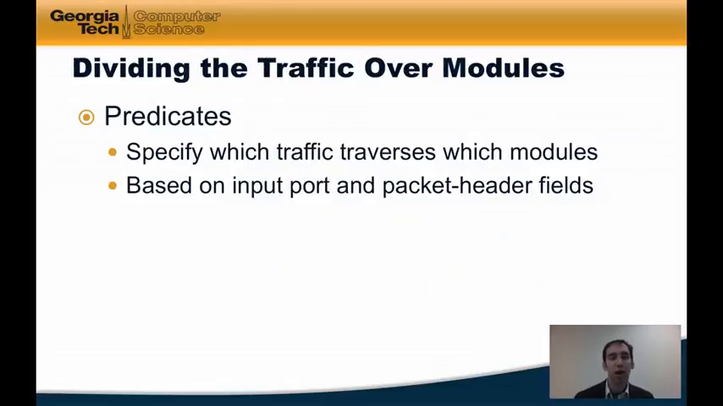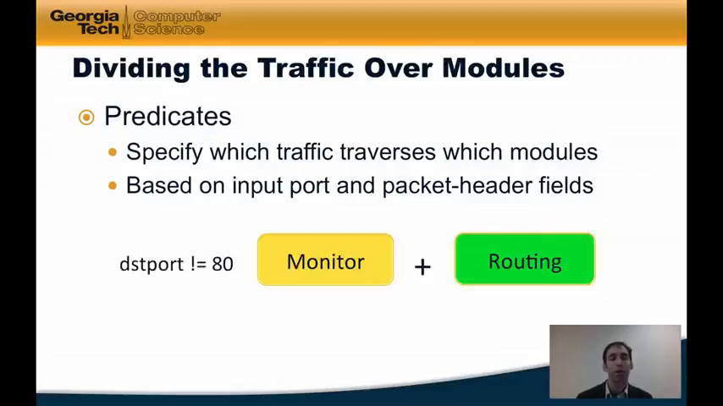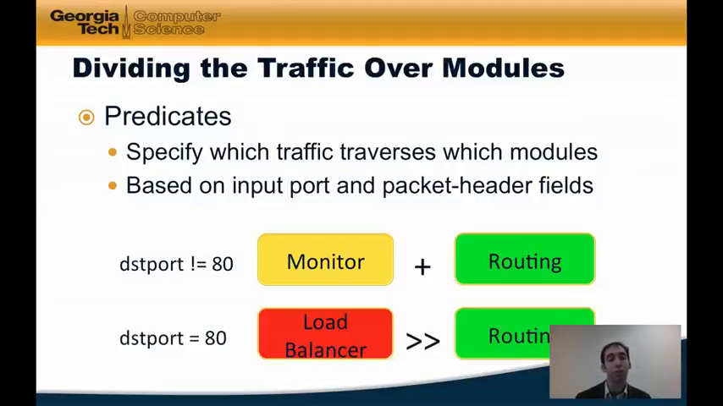Traffic can also be divided over modules. We can use certain predicates to specify which traffic traverses which modules based on both the input port and other fields in the packet header. For example, we can use a predicate to specify that if the destination port is not port 80, then we would like to perform monitoring and routing in parallel. But if the destination port is port 80, we'd like to perform load balancing followed by routing.